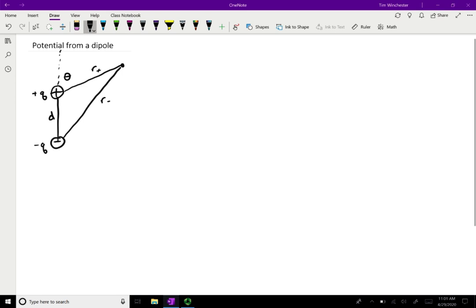First of all, we can just write an expression for the potential. We have two point charges and we can just add them together. So the potential is going to be kq over r plus, that's the potential from the positive charge, minus kq over r minus. Minus because that one is the negative charge, and q is the positive amount.